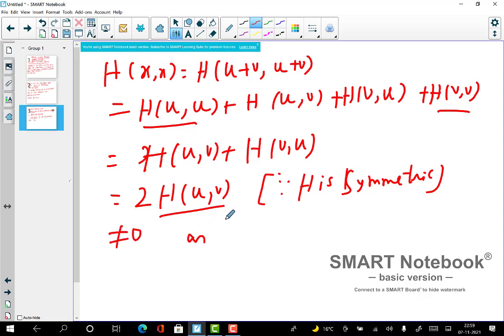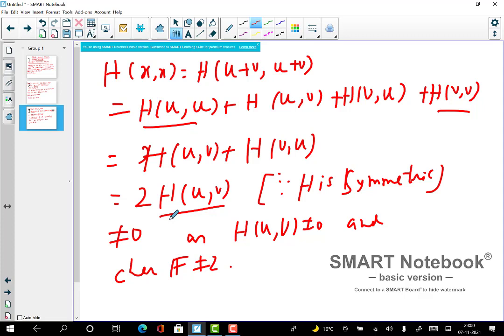as this UV is not equal to 0 and characteristics of the field F is not equal to 2. If characteristics of the field F equal to 2, then this product, 2 into this, will vanish, like this will become 0. Okay. So that is the proof.